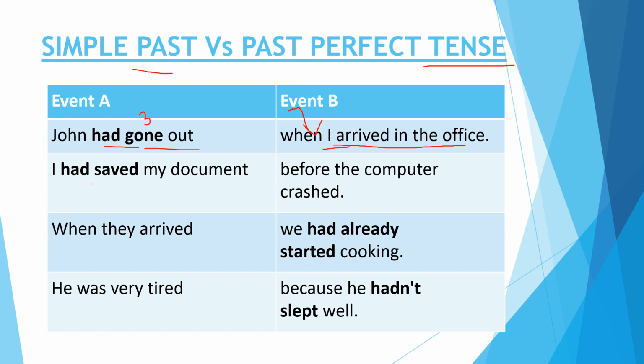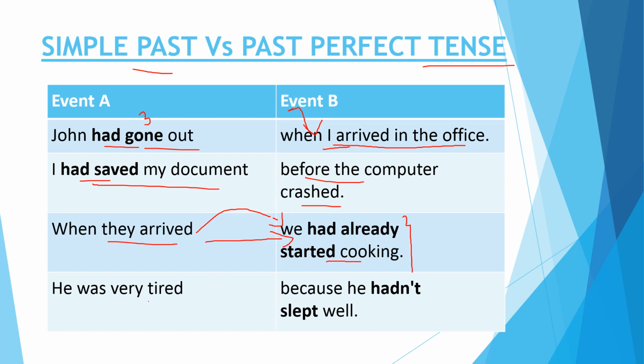I had saved my document before the computer crashed. So before the computer crashed, what happened? I had saved my document. For the first event you can notice the past perfect, had saved. When they arrived, what had happened before that? We had already started cooking. They had already started cooking. So for the previous or earlier event, we use the past perfect form.